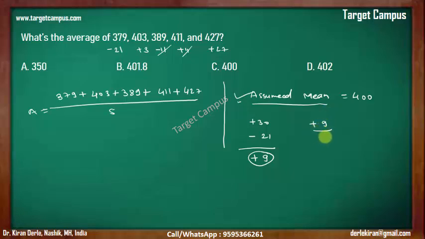How many terms are there? There are 5 terms in all, right? So this deviation will be distributed among these 5 terms, that is plus 1.8. So our actual average will be the assumed mean plus the distributed deviation of plus 1.8. Sorry, this division gives 1.8, so this will become 401.8. This is our average, so this is our answer, right? Hope you are getting this point.